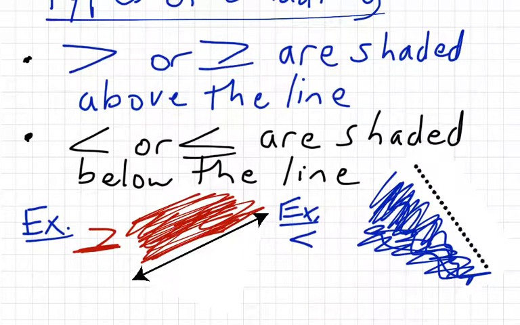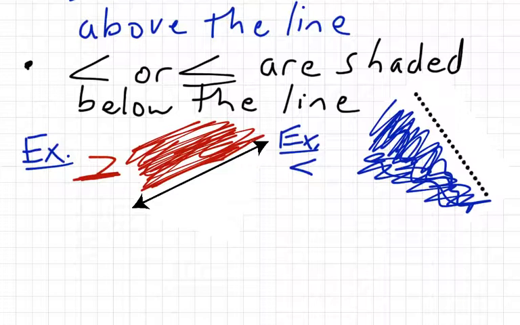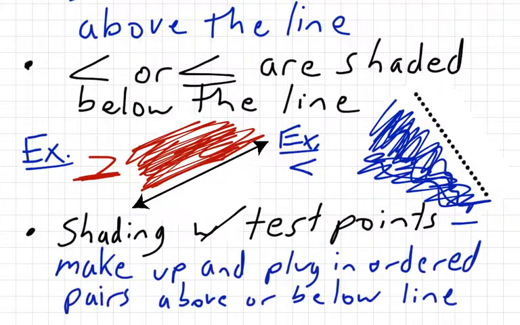Now I will show you another way to do shading, and you can choose whichever way works best for you. Me, I'm a visual person, so the shading I just showed you makes sense to me. But a lot of students I've taught prefer this method. So the test point method, I'm going to call it shading with test points. What we do when we shade with test points is make up and plug in ordered pairs above or below the line.